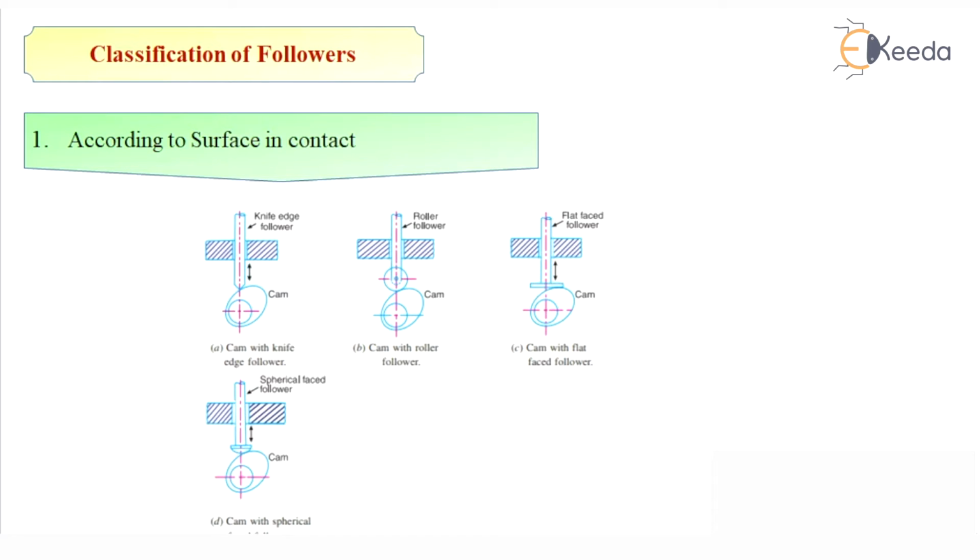So the first classification of follower is according to the surface in contact. The followers are classified as knife edge follower, roller follower, flat face or mushroom follower, and spherical face followers, as shown in the figure.